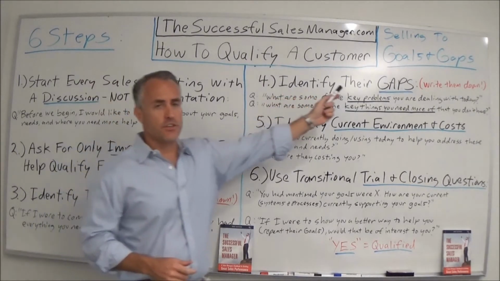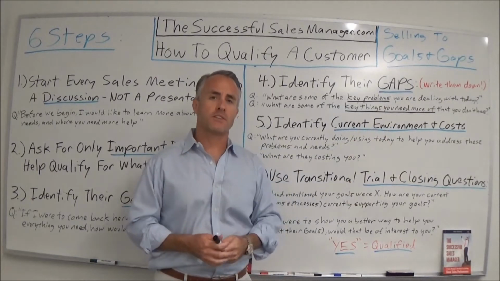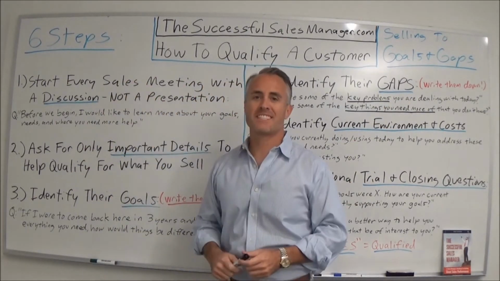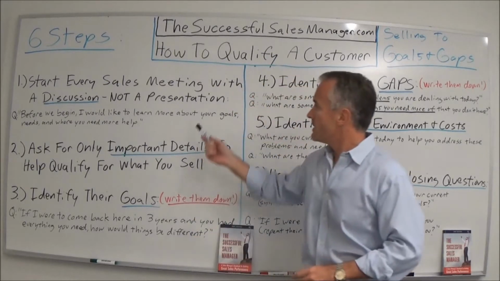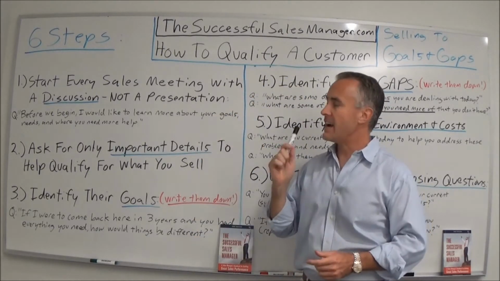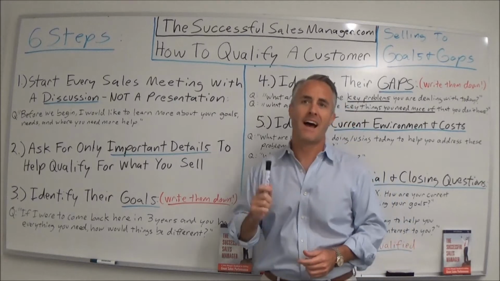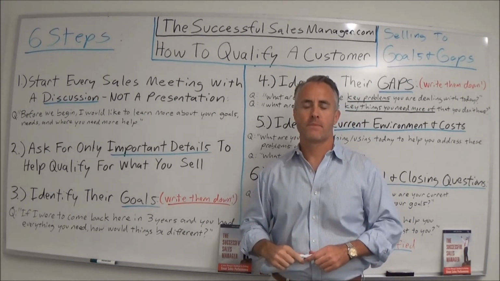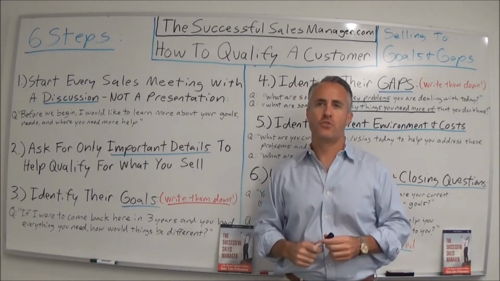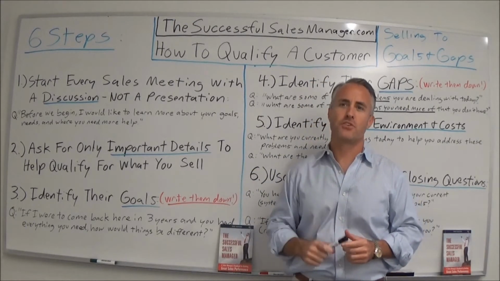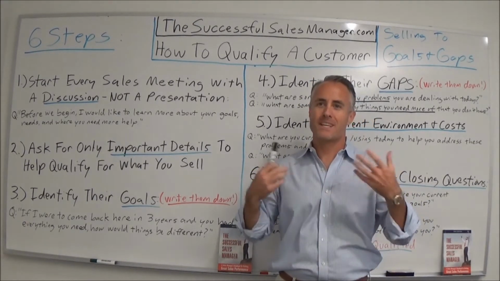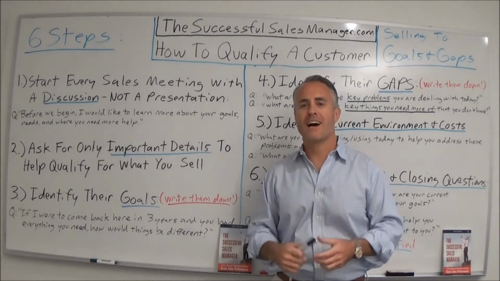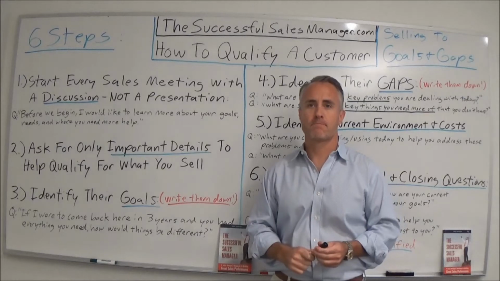The first thing I like to do is to tell people to follow a process called selling to goals and gaps. In order to do that, there are 6 steps in the process. The first step is to start every meeting with a discussion and not a presentation. Diagnose before you prescribe. Think about it. How trusting would you be of a doctor who prescribed medicine to you for an ailment before diagnosing you for a problem? Then why is it as salespeople that we constantly do the same thing?